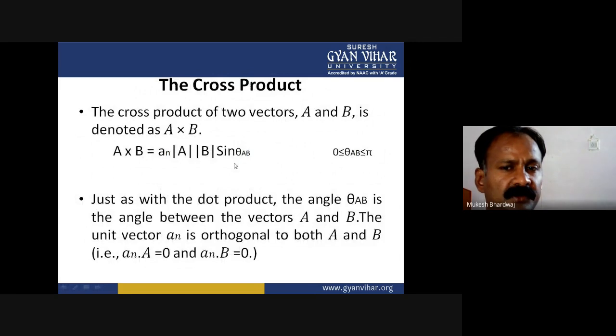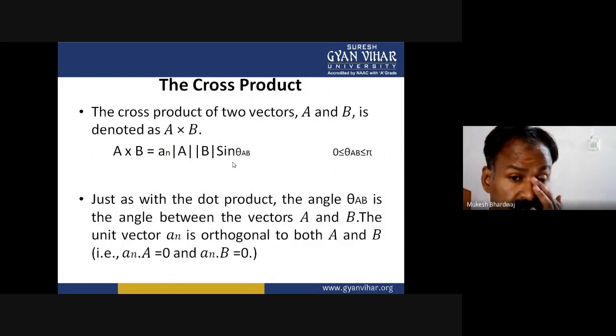The cross product of two vectors A and B is denoted as A cross B. A cross B is equal to AN mod A mod B sin theta AB. Just as with the dot product, the angle theta AB is the angle between the two vectors A and B. The unit vector AN is orthogonal to both A and B. That is, AN dot A is equal to 0 and AN dot B is equal to 0.